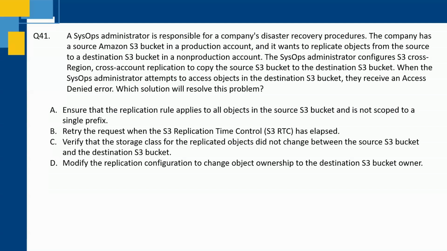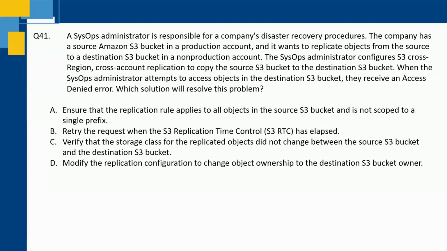Your options are: ensure that the replication rule applies to all objects in the source S3 bucket and is not scoped to a single prefix. Retry the request when the S3 replication time control has elapsed. Verify that the storage class for the replicated objects did not change between the source S3 bucket and the destination S3 bucket. Modify the replication configuration to change object ownership to the destination S3 bucket owner.